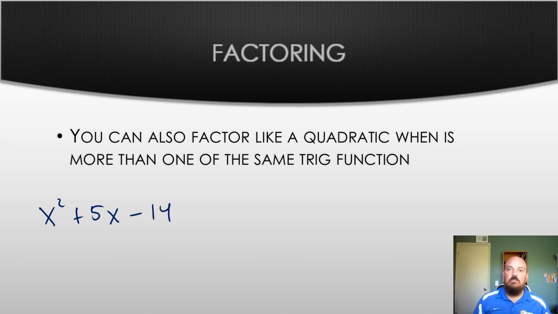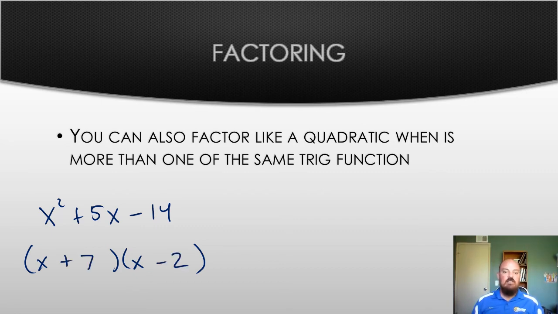And I asked you to factor that. You would factor it like this. You'd say, well, I have 2 factors. They're both going to start with x. I'm looking for numbers that multiply to negative 14 and add to positive 5. That would be a positive 7 and a negative 2. So that factors into x plus 7 times x minus 2.